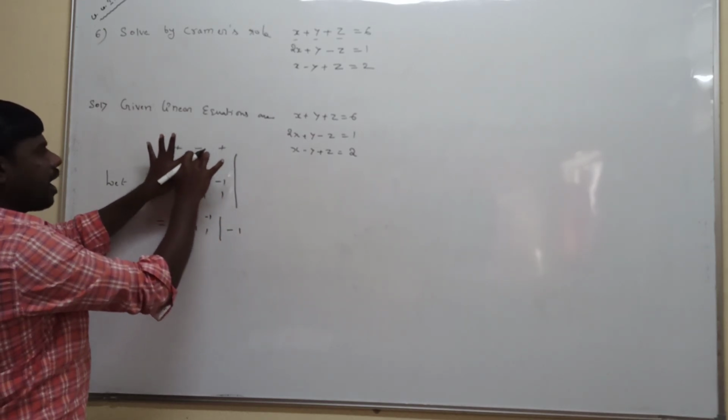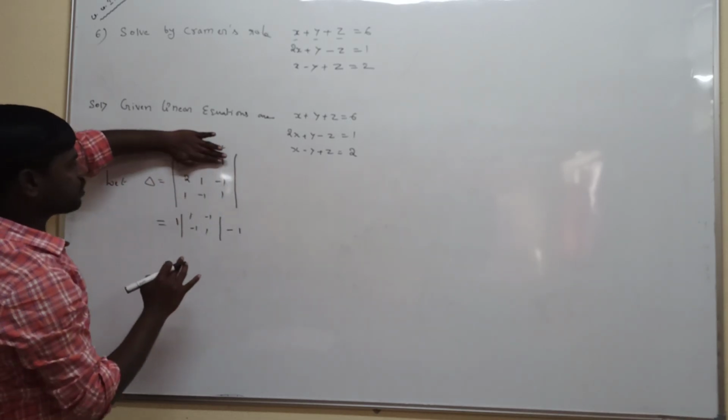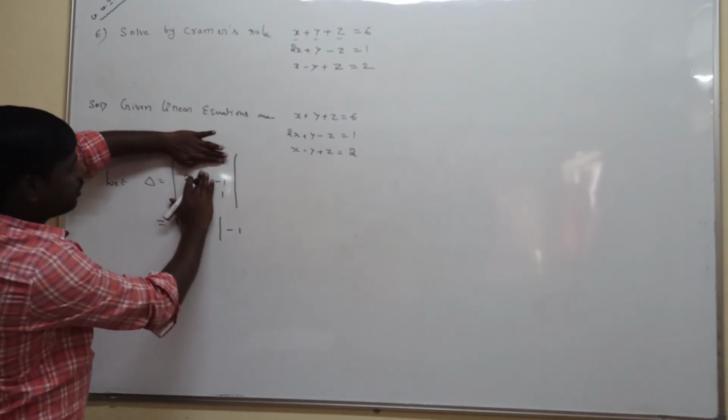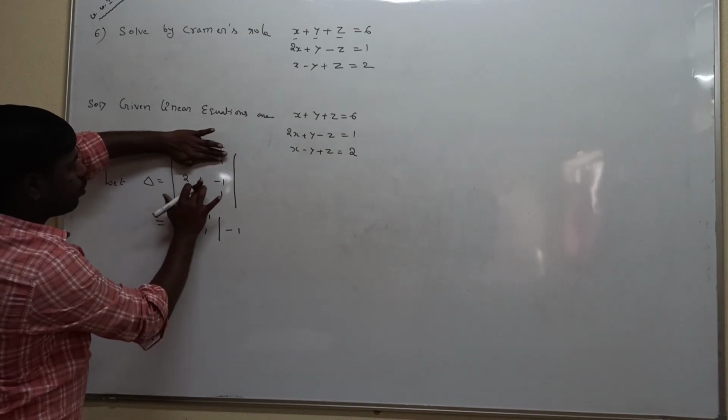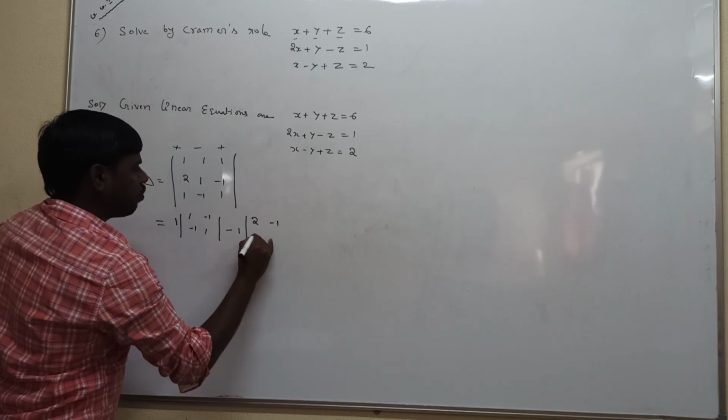Symbol is negative. Element is 1. The 1 present in the first row and second column is eliminated. What is left of the element? 2 minus 1 1 1.